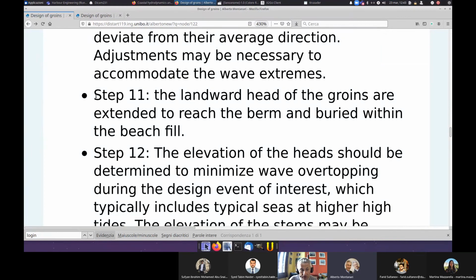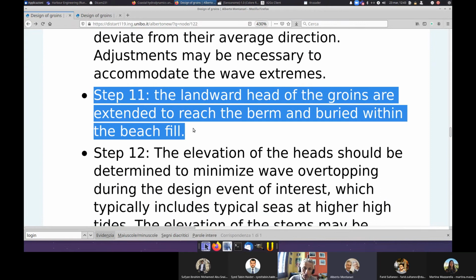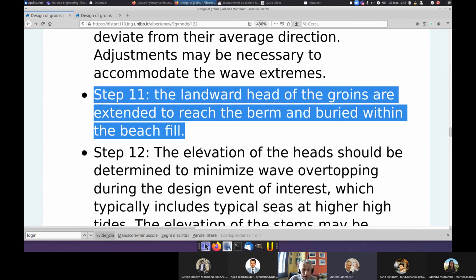Okay, now step 11. The landward heads of the groins are extended to reach the berm and buried within the beach fill. Perfect. As I told you, you have to reach the berm and maybe also some more, in order to make sure that you feel safe against waves bypassing the groin landward.